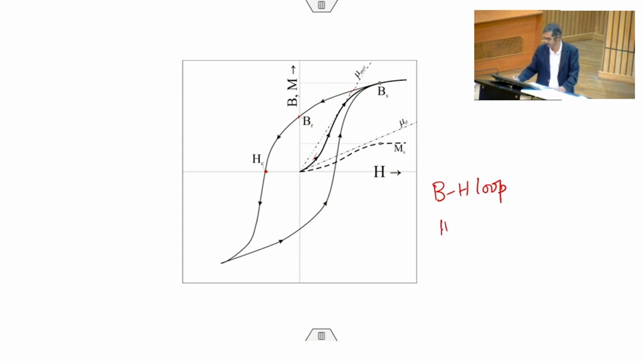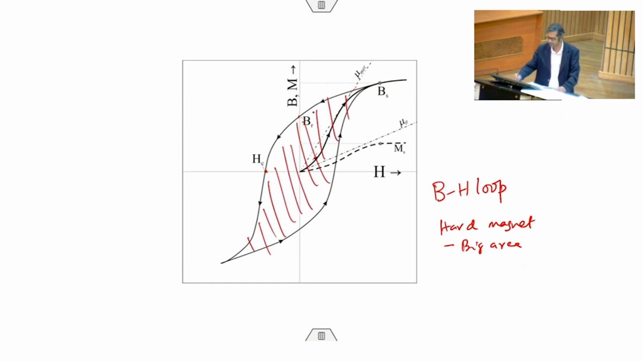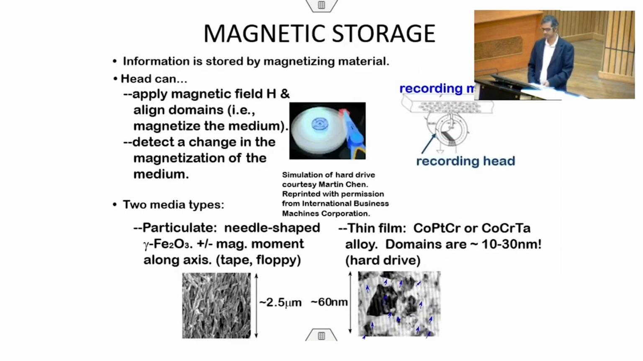For a hard magnet, this loop area should be as big as possible. By area I mean this whole thing, the area under the curve. And for a soft magnet, it should be as small as possible. Am I clear? This is something you should not forget.